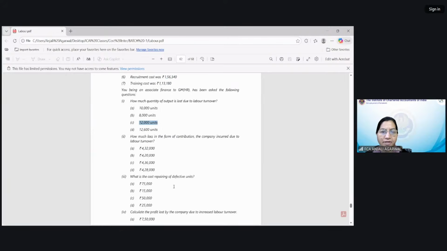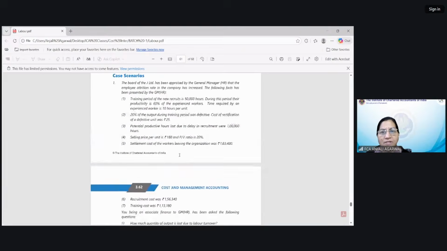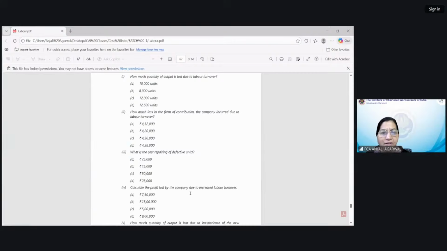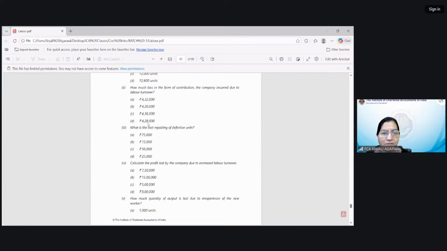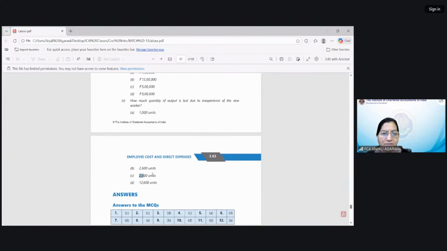Cost of repairing defectives, 600 into 25. Profit foregone, how much total profit foregone? So 12,000 into 36, 432 plus 15,000, plus you have the settlement cost and recruitment and training cost. If we add all three, it's 9 lakhs. Quantity lost due to inexperience is 2,000.